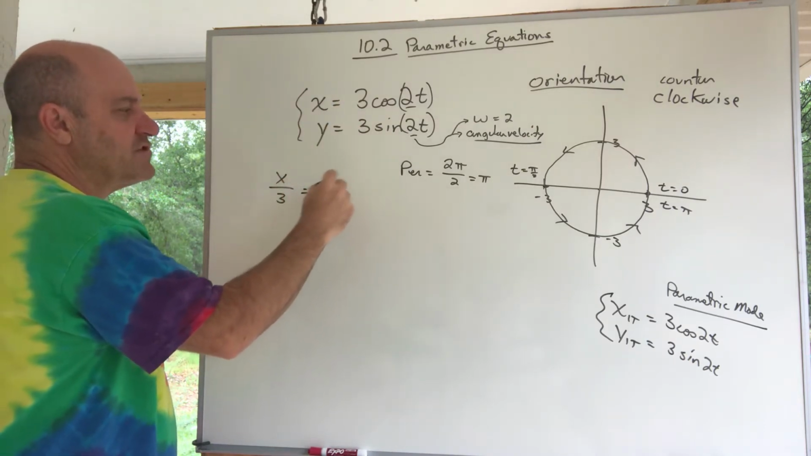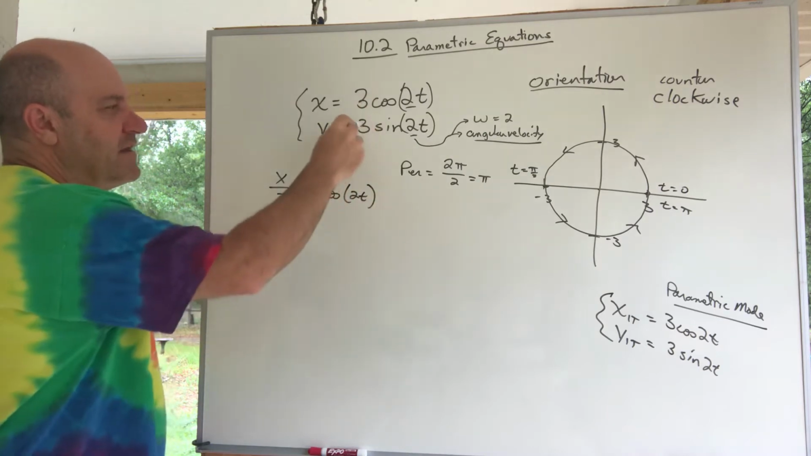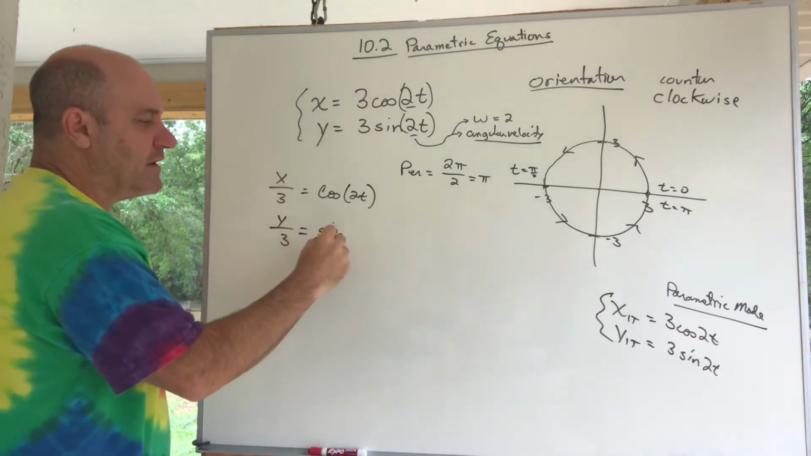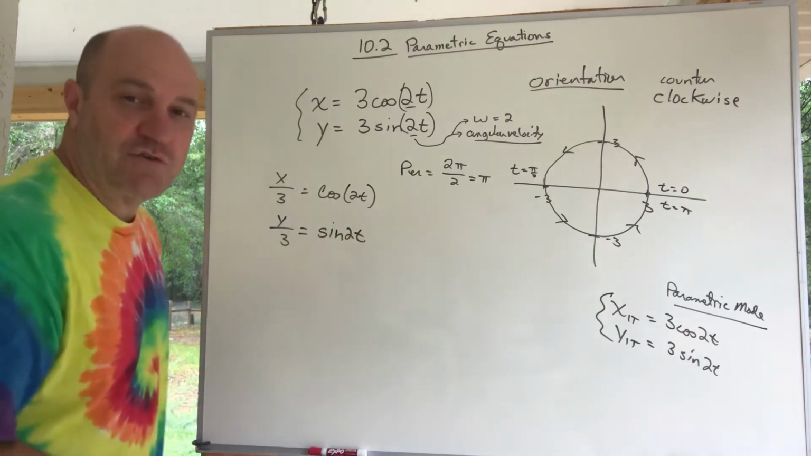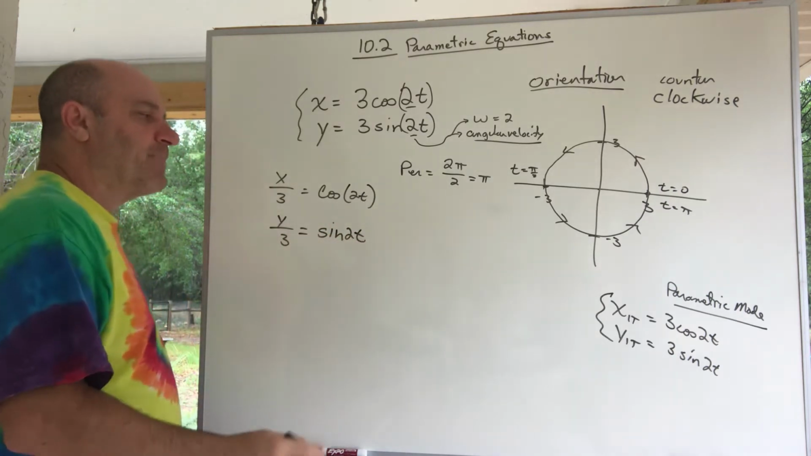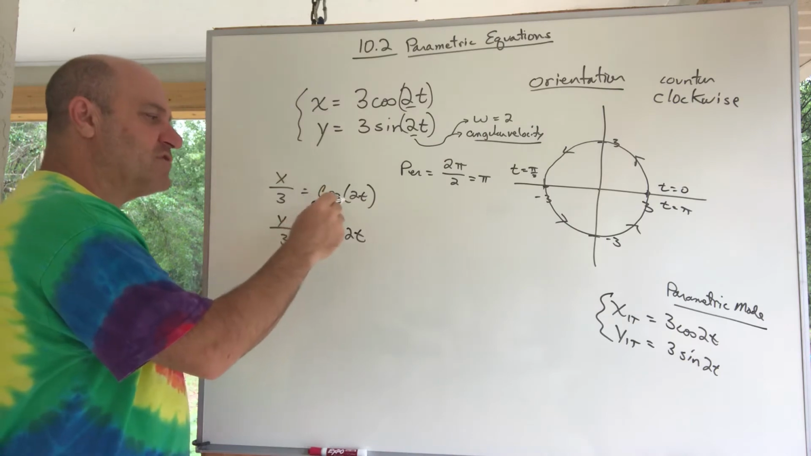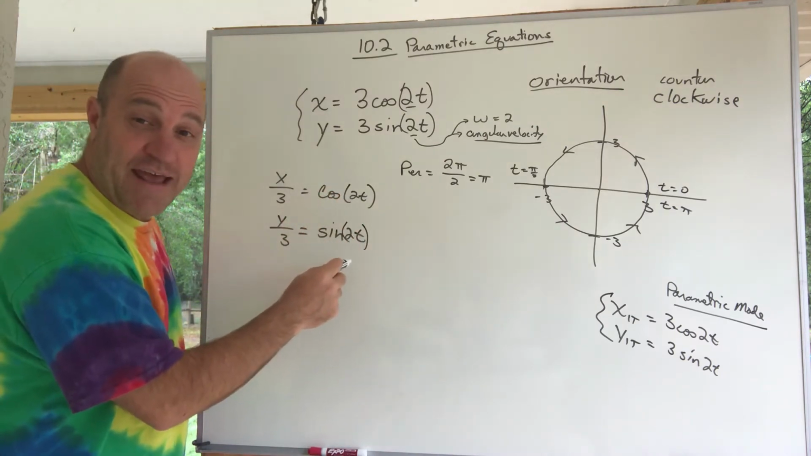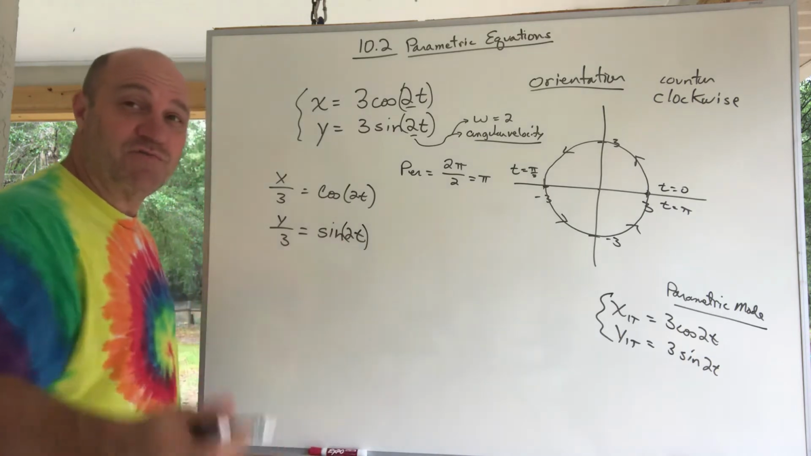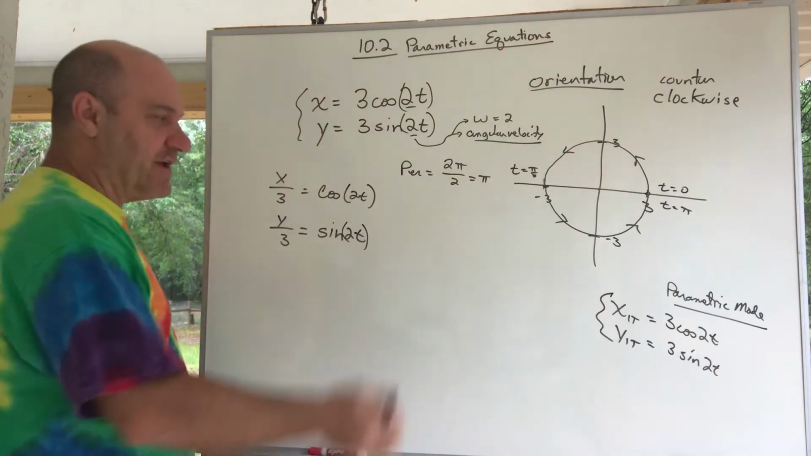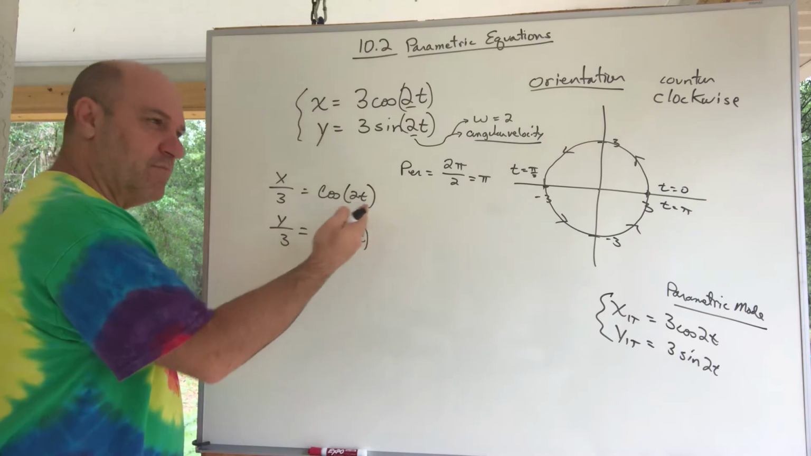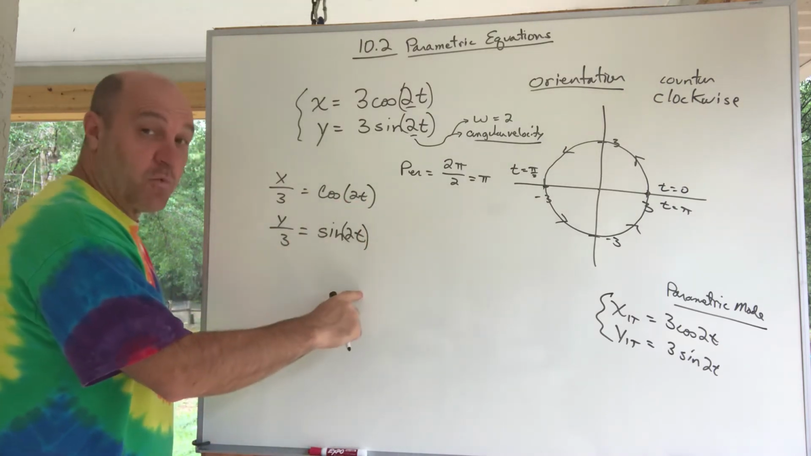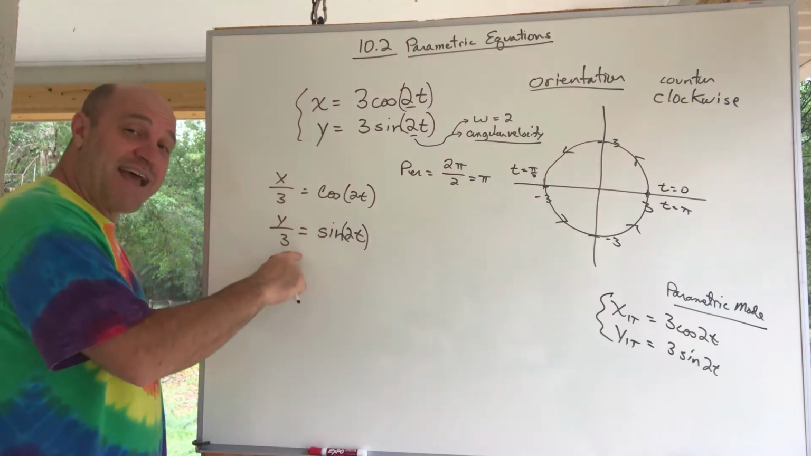but I want to solve for cosine of 2t, and then divide by the 3, y over 3 is sine of 2t. Now here's a true fact. You know this from trig. The cosine squared of an angle plus the sine squared of an angle is 1. That's the most fundamental identity there is in trig. Cosine squared plus sine squared is 1. So because that squared plus that squared is 1, then that squared plus that squared is 1.